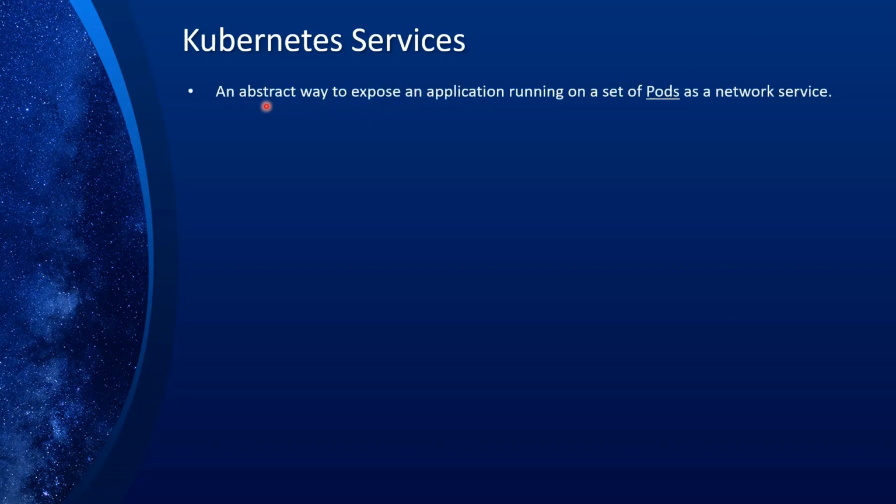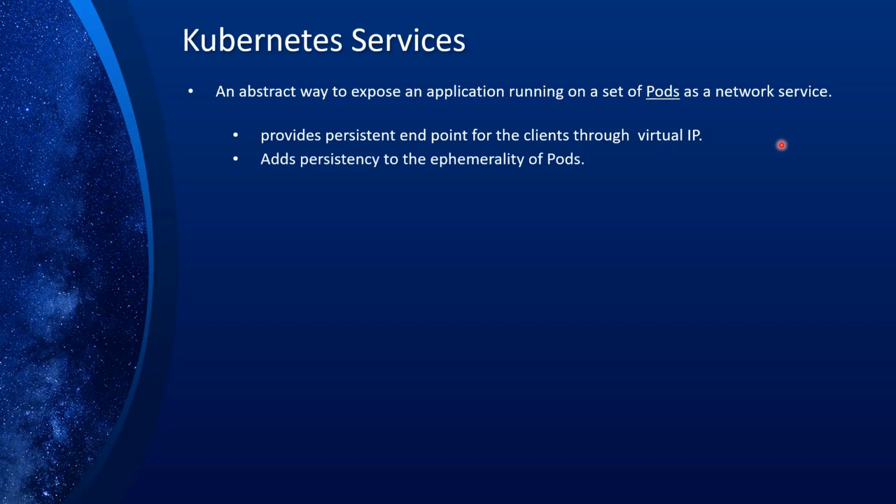A service is really an abstract way to expose an application running on a set of pods as a network service. The keyword here is network service, which provides abstraction on a subset of pods. It provides a persistent endpoint for the clients through a virtual IP. So the client will have to know only one thing, and that is a virtual IP. They don't know, and they don't really care, how many pods are behind that service.